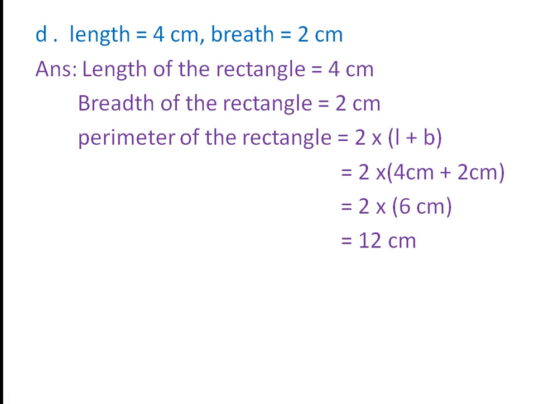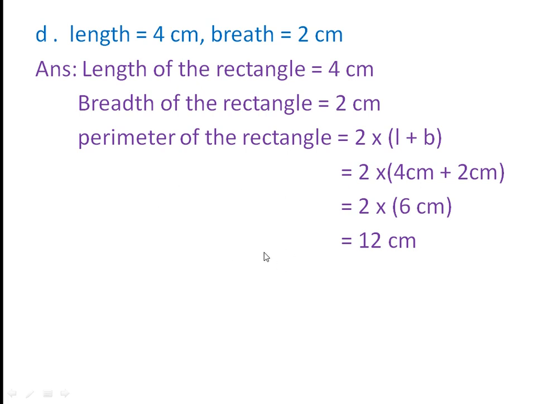This is the last example for the perimeter of the rectangle. Length is equal to 4 centimeters, breadth is equal to 2 centimeters. Okay, what is the formula for the perimeter of the rectangle? 2 multiplied by L plus B, and write down the lengths and breadths in this bracket. Length is 4 centimeters, breadth is 2 centimeters. First add these two in this brackets. 4 plus 2 is 6 centimeters and multiplied with 2. 2 6s are 12 centimeters. 12 centimeters is the answer for the perimeter of the rectangle.